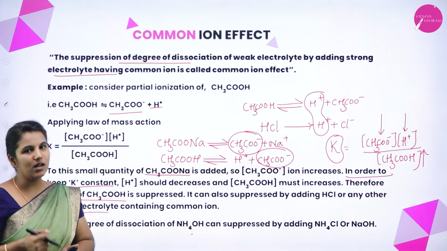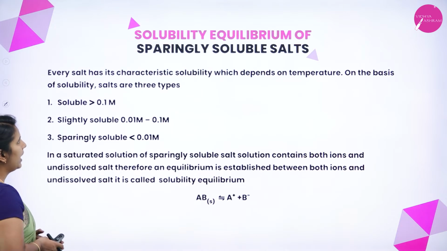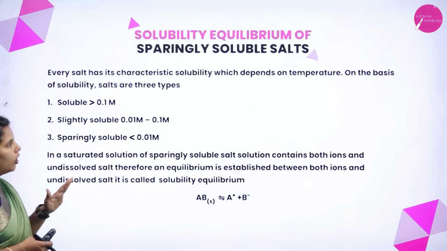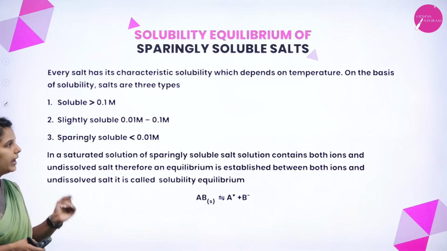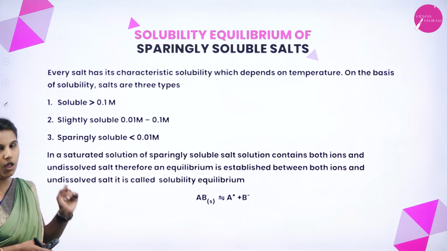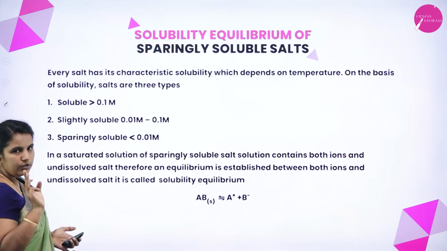Thereby it decreases the degree of dissociation. Next we have the solubility equilibrium of sparingly soluble salts. Every salt has a characteristic solubility and it depends upon the temperature. On this basis, we can classify the types of salts into three types.